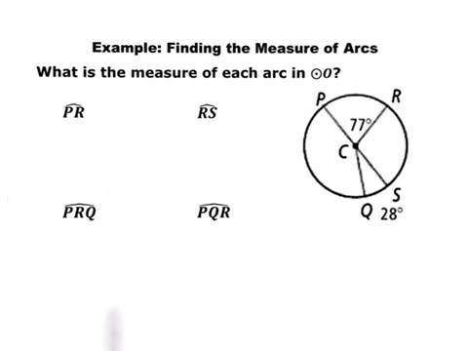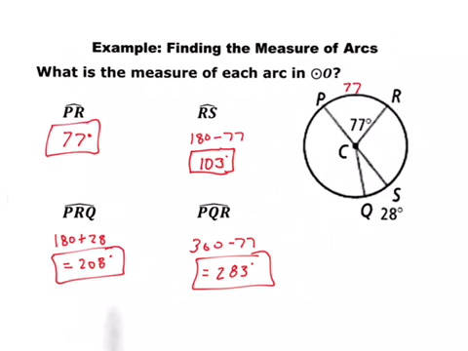Try these 4 problems on your own, pause the video, and when you're ready to see the answers, unpause it to check your work. So arc PR is 77, arc RS is 103, arc PRQ is 208, and arc PQR is 283.